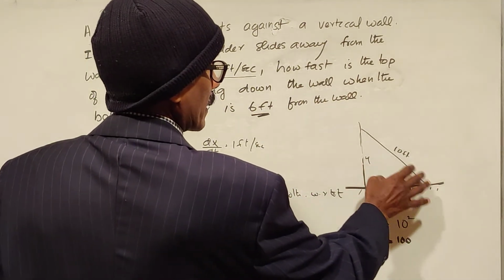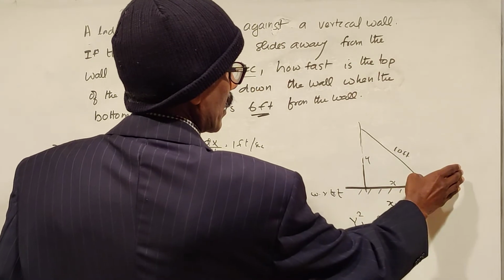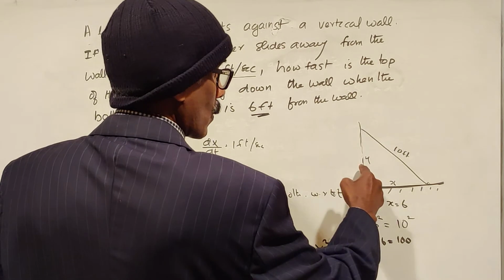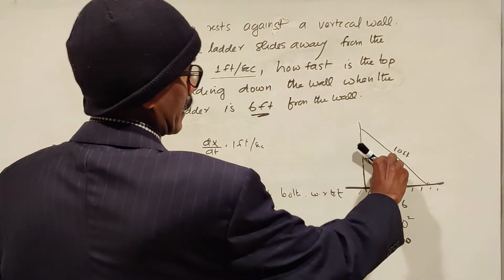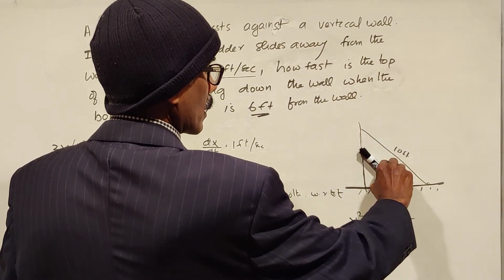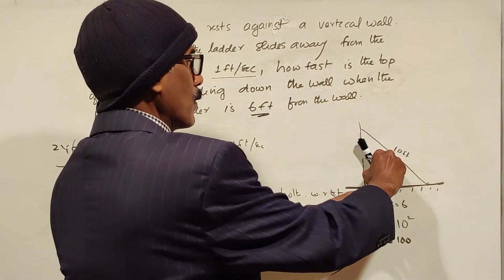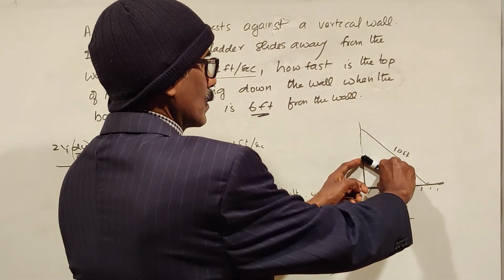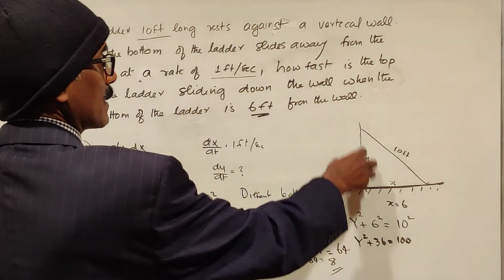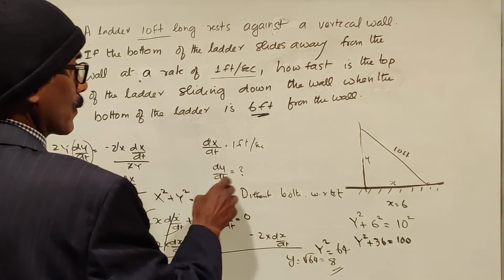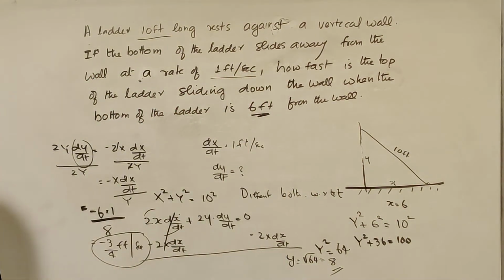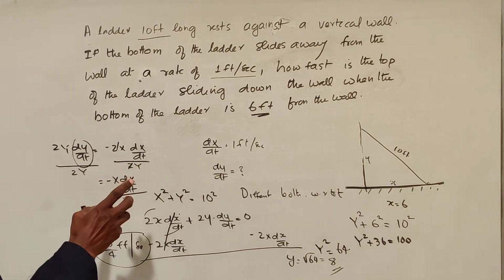The bottom moves away from the wall. What happened to the top? It moves down. The bottom moves away, and at the same time the top moves down. So we are going to find dy by dt. If this is y, we want to find dy by dt. If this is x, dx by dt is already given. Okay, then this is the formula we have.